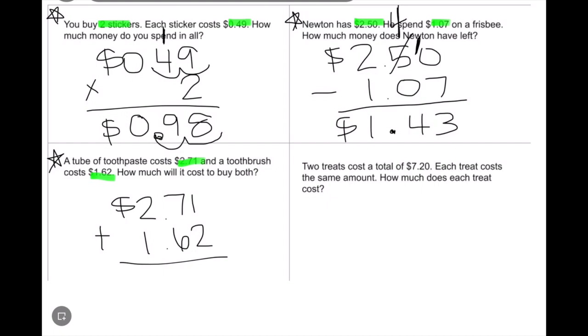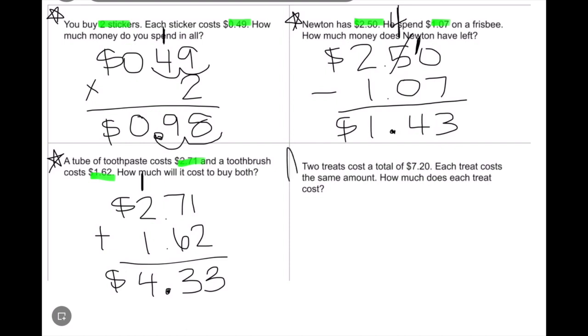And now we can start adding. Remember, when we do adding or subtracting, we always start with the smallest place value. So 1 plus 2 is 3. 7 plus 6 is 13. Carry your 1. And 1 plus 1 plus 2 is 4. Bring your decimal down and your dollar sign. So we would need $4.33 to buy both of the items.